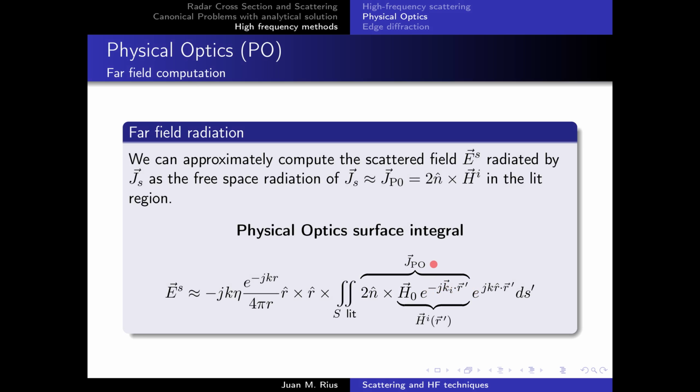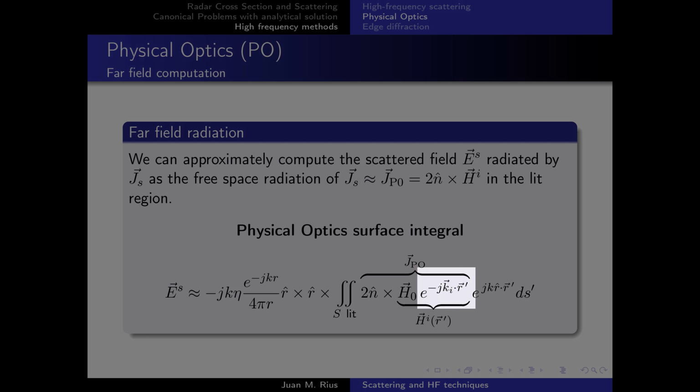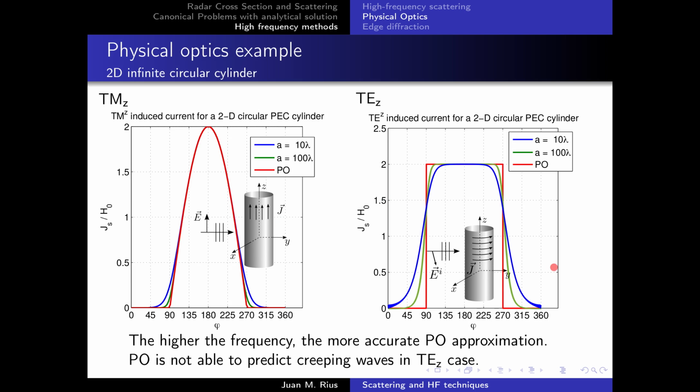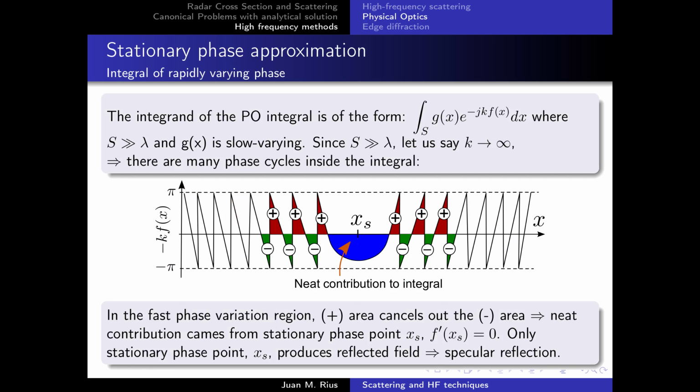The physical optics current is twice the tangent component of the magnetic incident field. The magnetic incident field is a plane wave. It has a phase. So we have a total phase, which is the phase of the incident field plus the phase of the path from R prime to R, from the point on the surface to the observer. So the total phase comes from the summation of the incident field's phase, the field from the source to the surface point, plus the phase from the surface point to the observer.